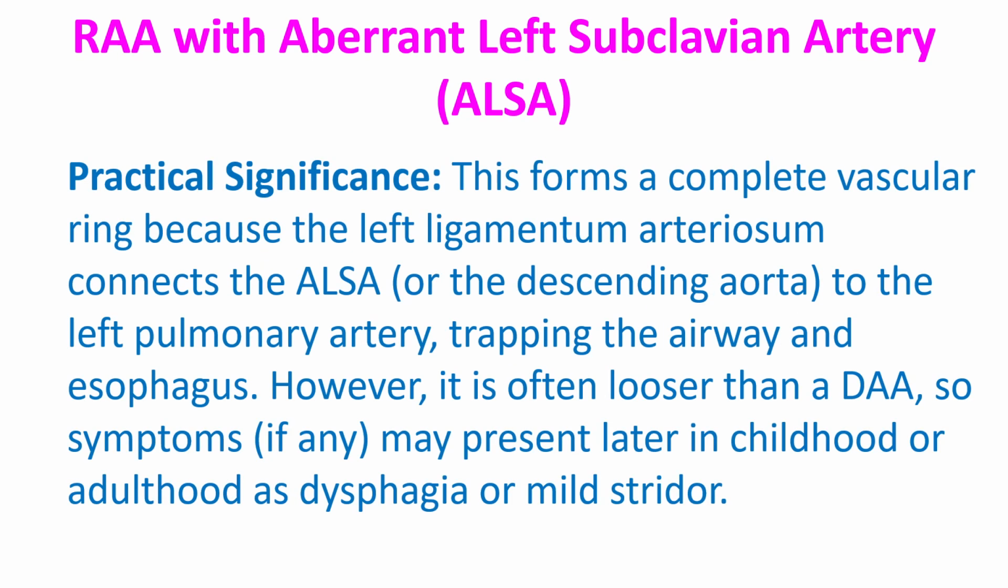Right aortic arch with aberrant left subclavian artery. This forms a complete vascular ring because the left ligamentum arteriosum connects the aberrant left subclavian artery or the descending aorta to the left pulmonary artery, trapping the airway and esophagus. However, it is often looser than a double aortic arch, so symptoms, if any, may present later in childhood or adulthood as dysphagia or mild stridor.